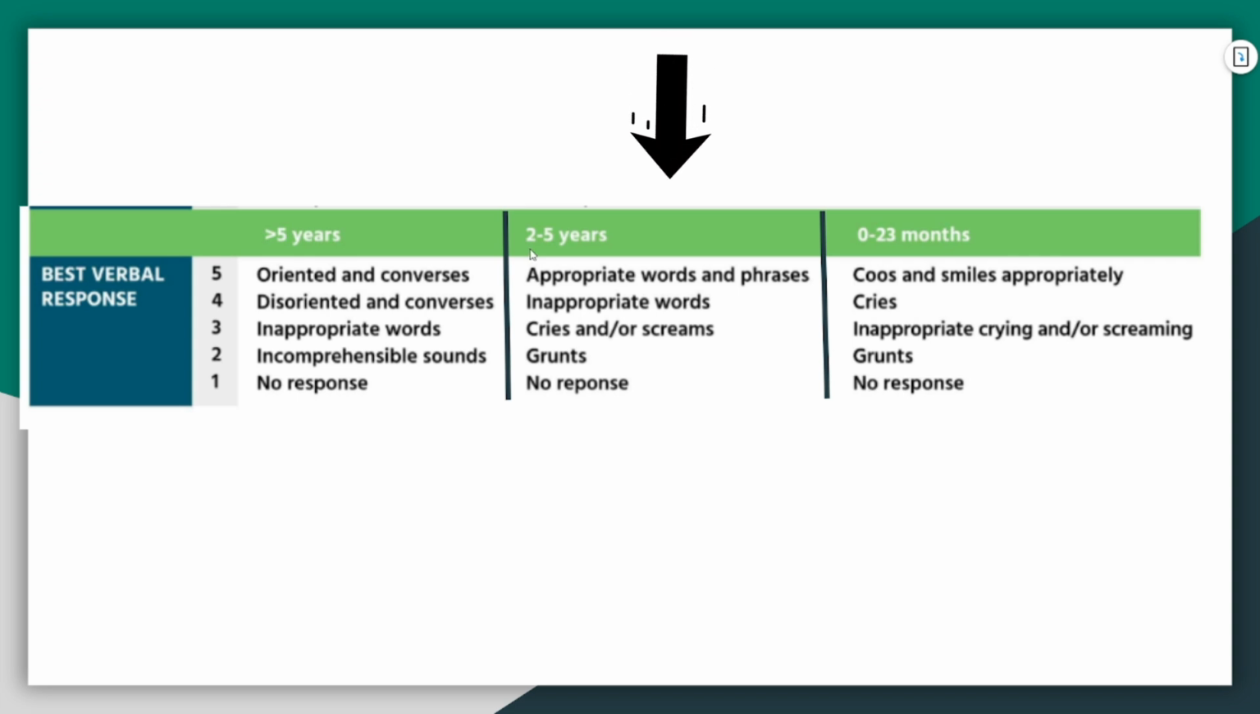For children between the ages of 2 and 5 years, the score is 5 for appropriate words and phrases, 4 for inappropriate words, 3 for cries or screams, 2 for grunts, and if there is no response, the score is 1. For more than 5 years of age, the score is 5 for oriented and converses, 4 for disoriented and converses, 3 for inappropriate words, and 2 for incomprehensible sounds. And the score is 1 if there is no response.